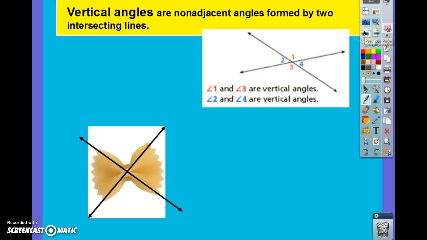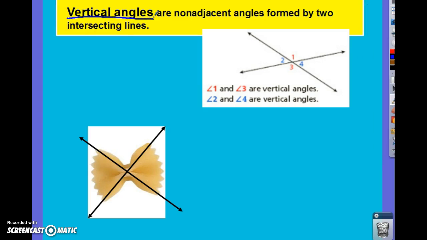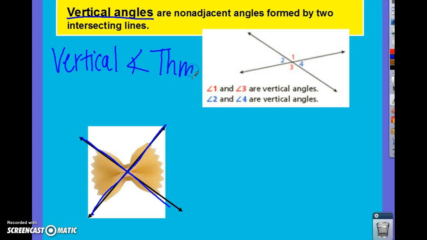So lastly, we're going to talk about vertical angles. You are going to see these guys a whole lot. They're not leaving us. Vertical angles are shaped like bow ties. Okay, they're formed by two lines that intersect each other. And the big thing here is the vertical angle theorem. So here I see that I have two lines that intersect each other.